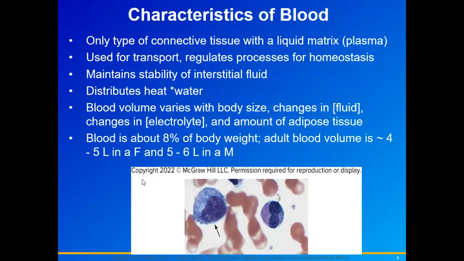All right. So blood is going to be about 8% of the body weight. The adult blood volume is going to be between 4 and 5 liters in a female and 5 to 6 liters in a male. So about a liter or so difference. You guys know how much about a liter is.